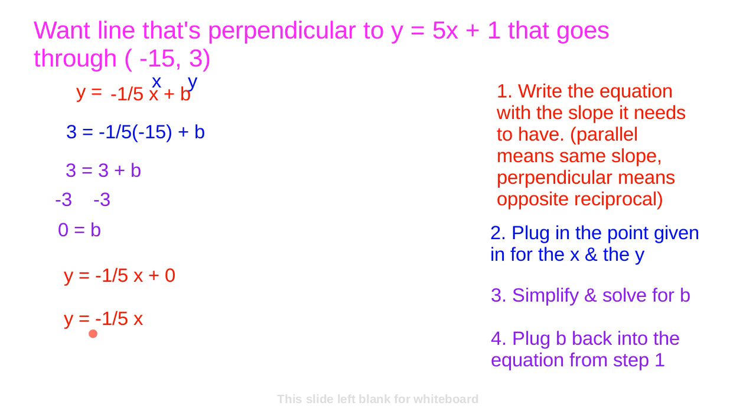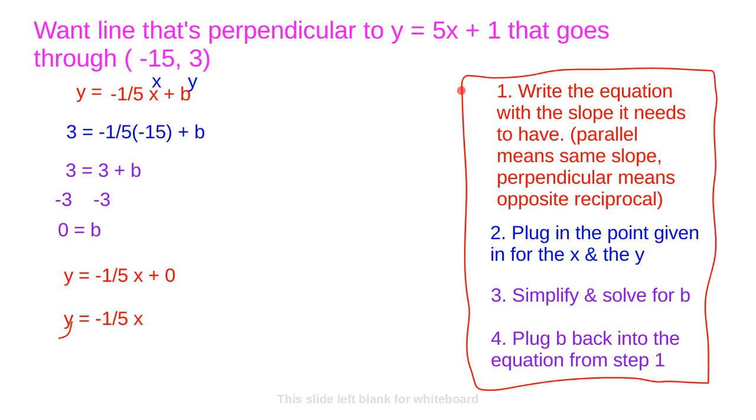So that is doing the same thing for perpendicular that you did for the parallel, but these 4 steps right here are the same steps that you can take on the parallel ones also. So write the equation with the slope that it needs, plug in the point for the x and the y, simplify and solve for b, and then plug b back into the equation, which is, I think, the best way to do things. Okay.